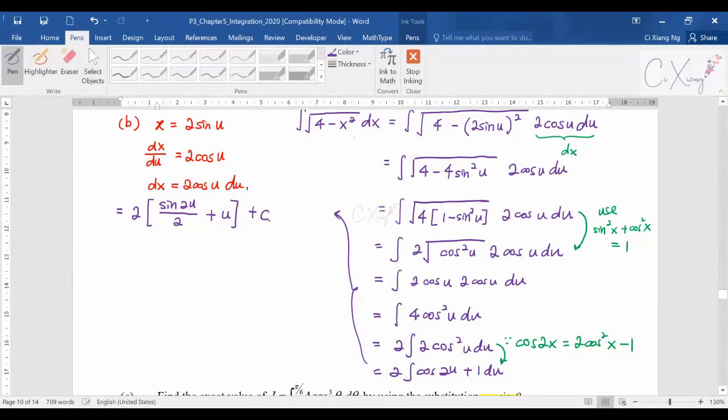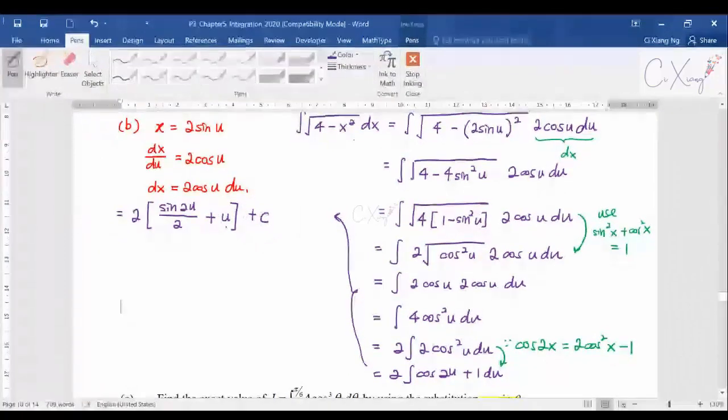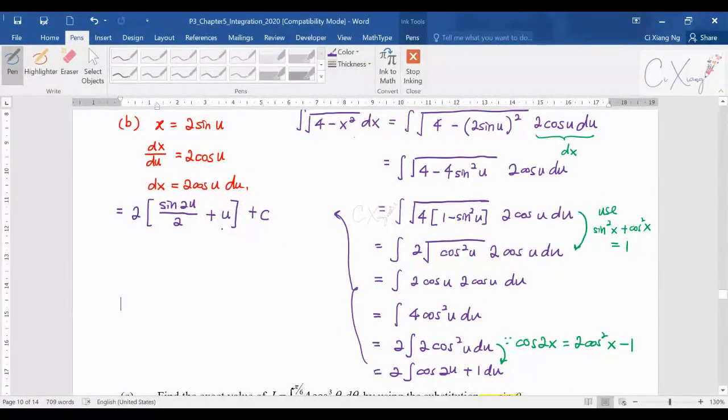Some students will ask me, can I put the plus c inside the bracket? You can also. But no matter how, it is just a constant, so it will be easier for me to make it a whole constant. So usually I will put the plus c at the end, outside the 2. Then if you continue from here, you will see that you have sine 2u plus 2u plus c. You can see that the integration for this part will not be very complicated, because cos 2u plus 1 is very simple, so after the integration it is also very simple.